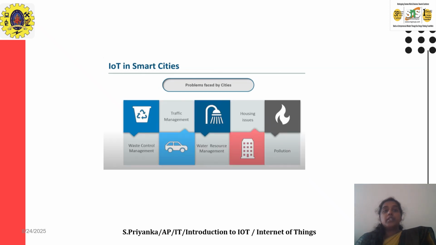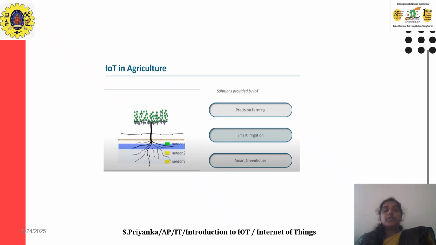Next, coming to IoT in smart cities. It is mainly used for problems faced by the cities, that is waste management, traffic management, water resource management, housing issues, and pollution. All these are problems that come under smart cities, in which IoT can solve all these problems at a time.